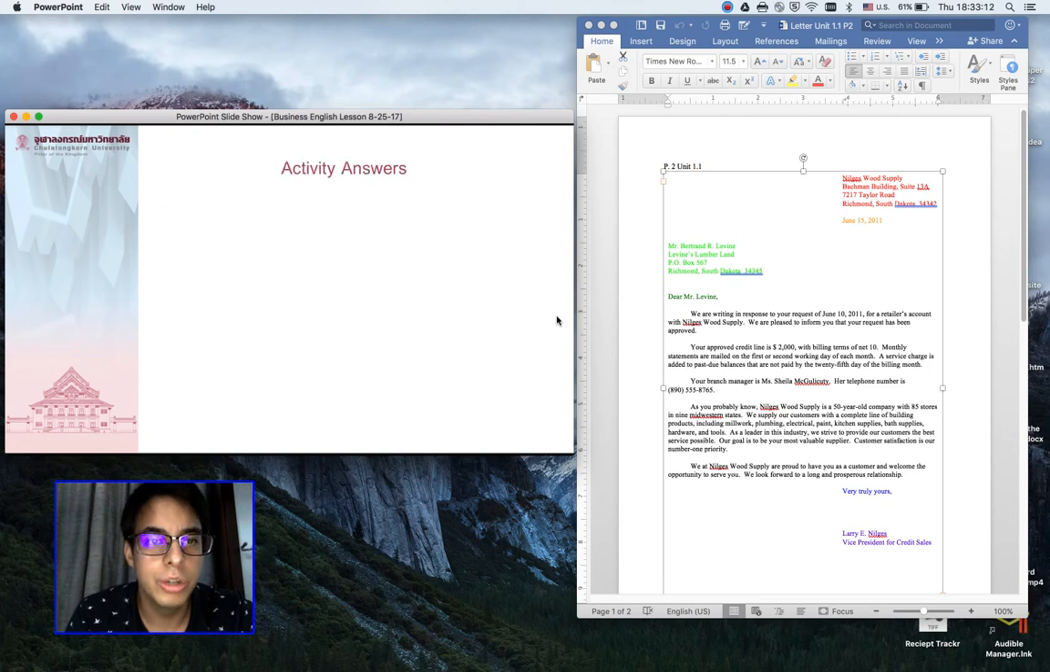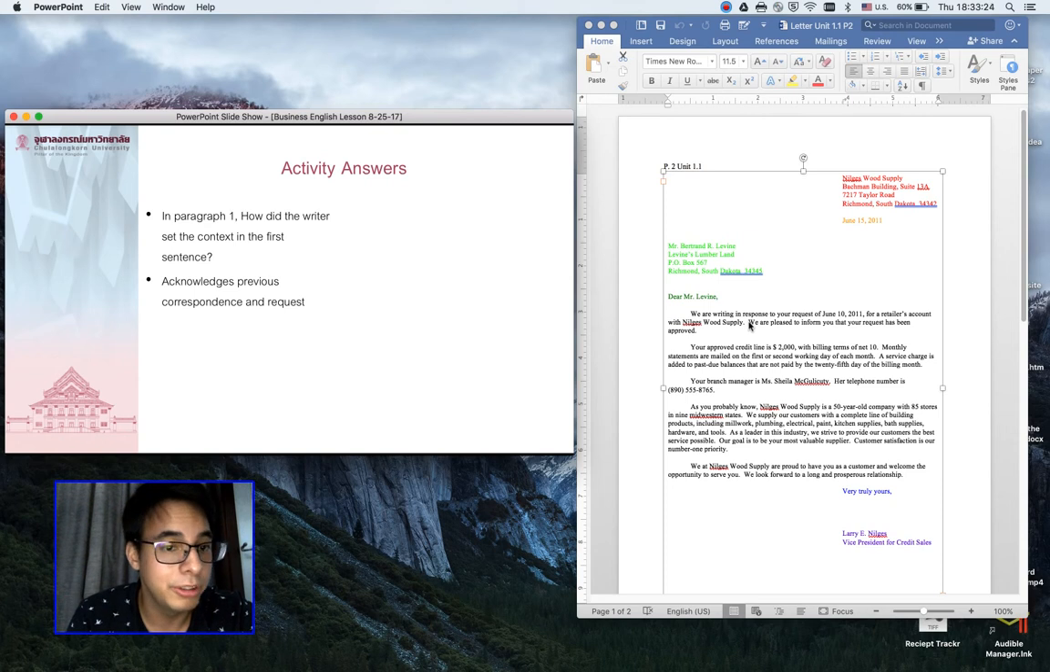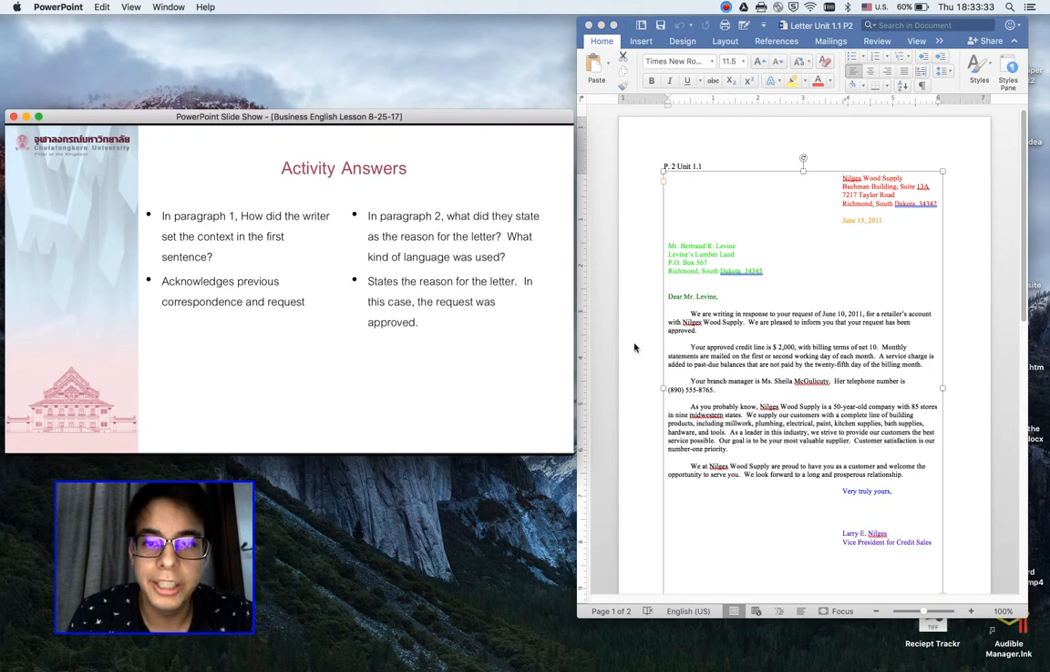Okay, so for the first question, the first sentence of the opening in the example acknowledges that there was a previous correspondence and that there was a request. Now in sentence 2, it clearly states the reason for the letter, why they're writing to the person. For example, we are pleased to inform you that the request has been approved. So in this case, the reason is that your request has been approved.